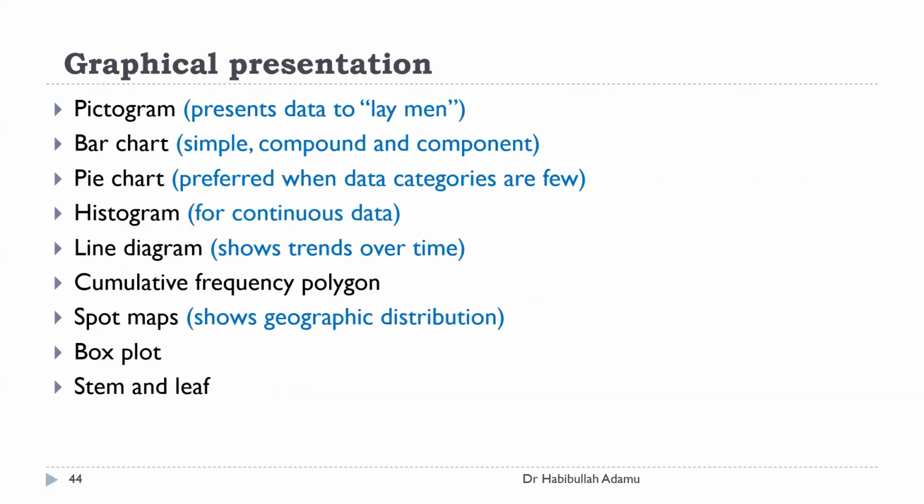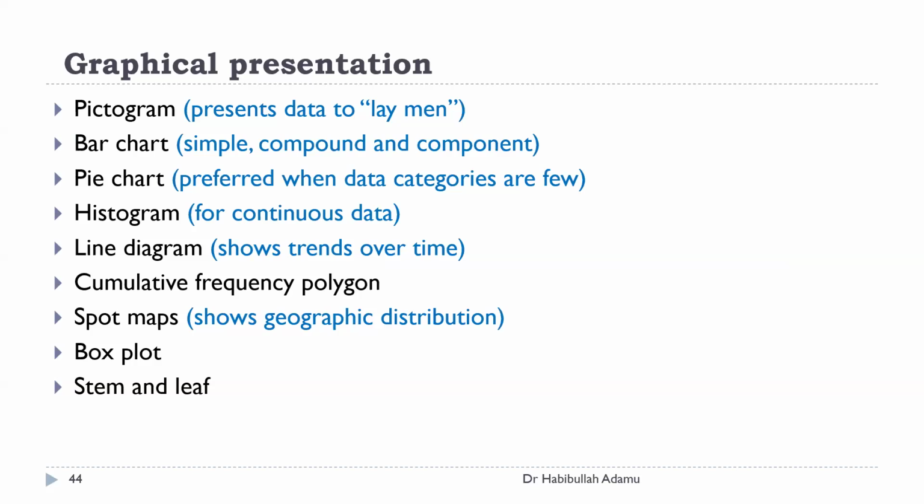So these are just examples of different types of graphs you can use. Pictogram usually is for laymen. If you have a simple presentation to present to laymen, you can use it. Bar chart, we have either simple, compound or component, as the case may be. So here it's good for presenting frequencies or sometimes even proportion, so you can match them.